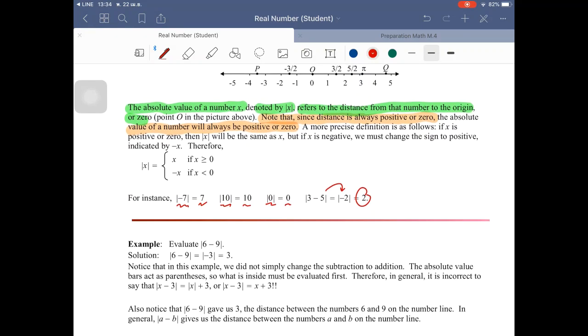So for an example here, evaluate the absolute value of 6 minus 3 minus 9 in absolute value. Okay, so firstly you simplify the value here, you get negative 3, and negative 3 in absolute value will be 3, okay.